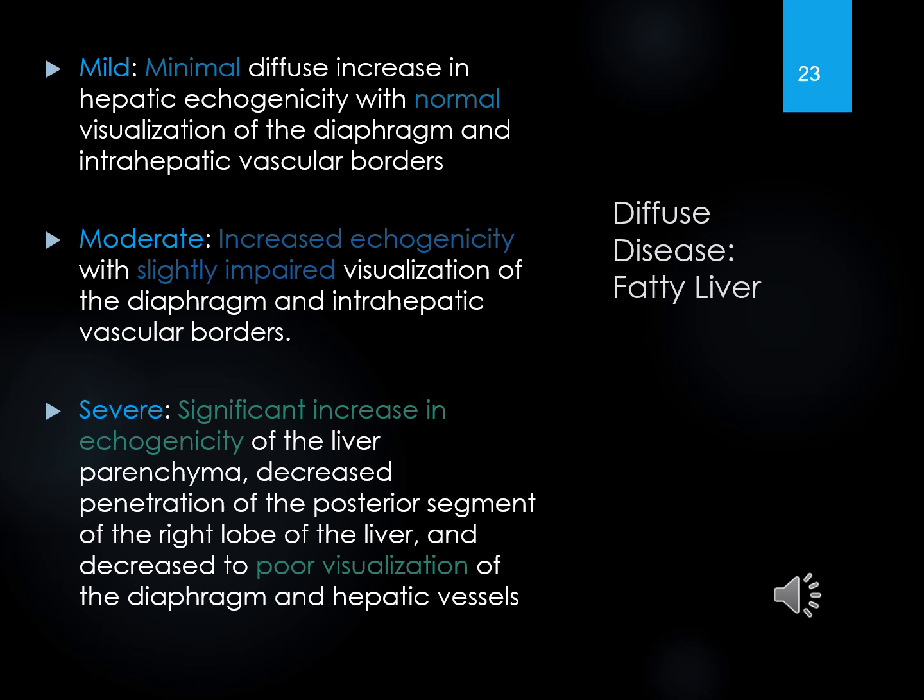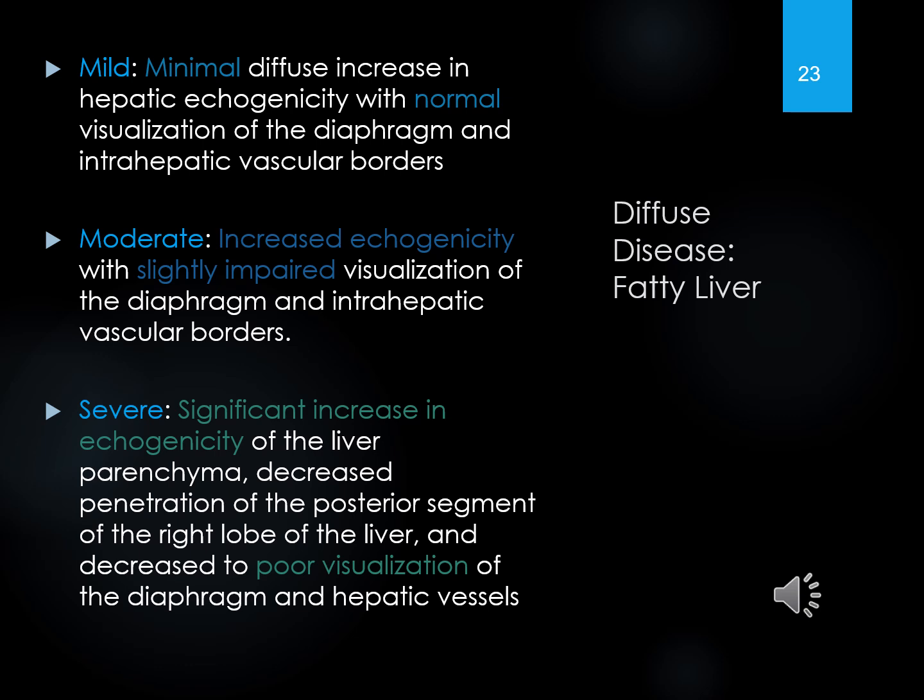So what we're looking at is the level of echogenicity, and we're looking at how well we can see penetration-wise, see that posterior diaphragm, and we're looking to see how well we can see all those vessels. At moderate, we have an increased echogenicity with slightly impaired visualization of the diaphragm and intrahepatic vascular borders. So maybe you're dropping your frequency a touch. You can still find those vessels okay. You can still drop your color in those hepatic veins. You can get through your scan okay.